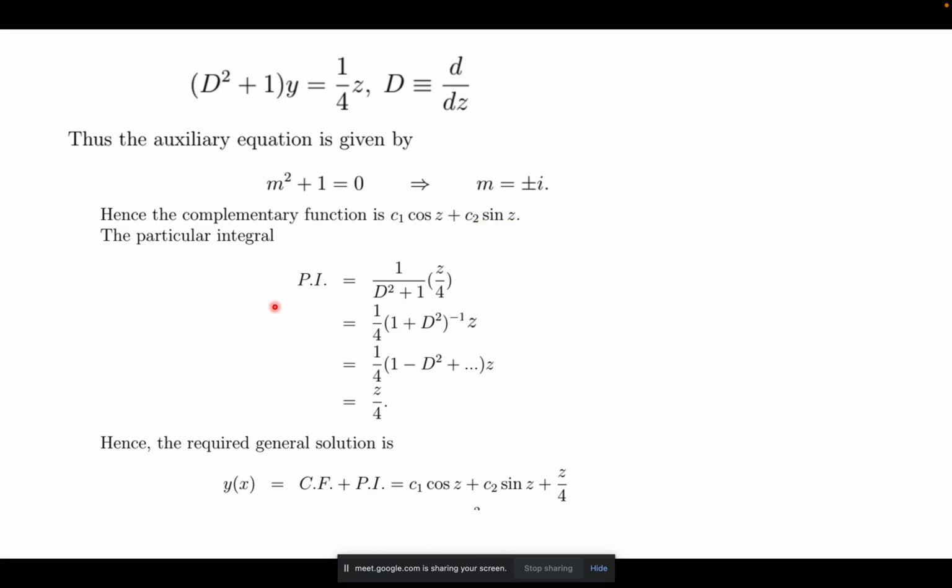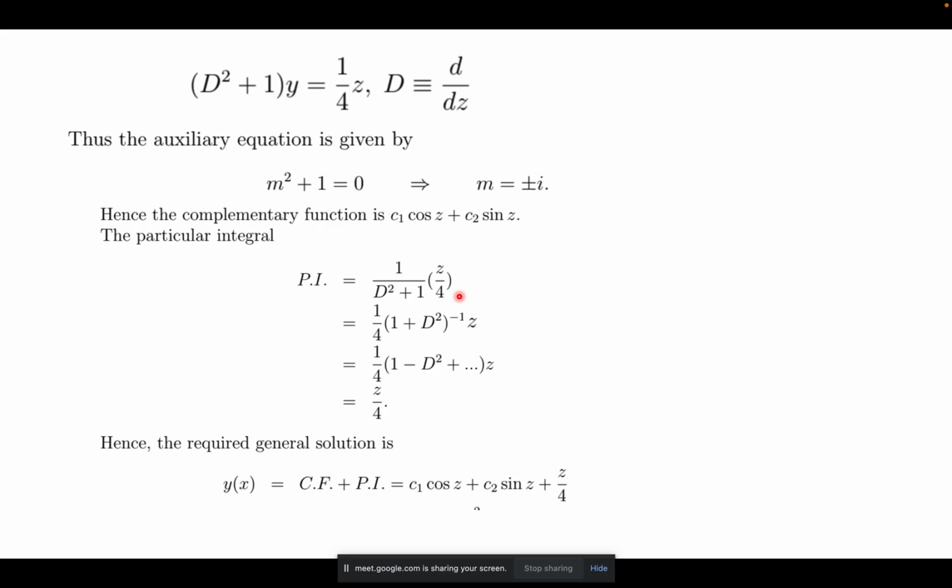Now you have solved the complementary part, right? So now what remains is the particular integral. The particular integral of such an equation you have already studied. The particular integral can be written as the right hand side function, which is z by 4, divided by the function of derivative. The function of derivative is d square plus 1, so you have 1 by (d square plus 1) times z by 4.